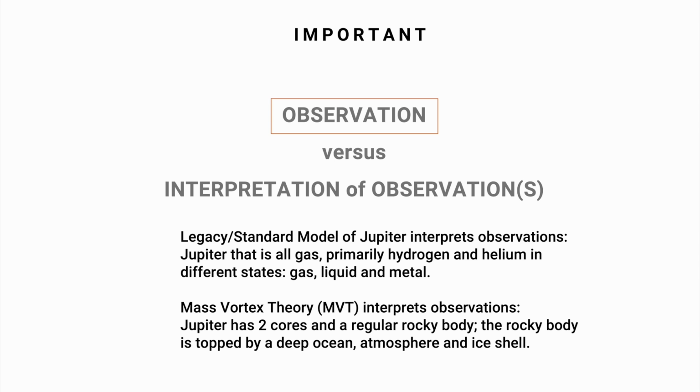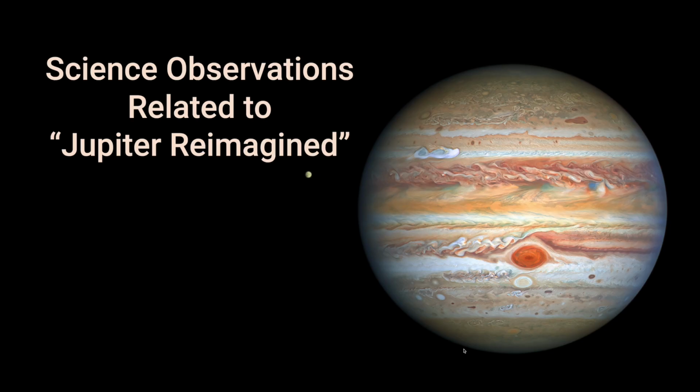The legacy standard model of Jupiter interprets observations such that Jupiter is all gas, primarily hydrogen and helium, in different states: gas, liquid, and metal. And Mass Vortex Theory interprets observations such that Jupiter has two cores and a regular rocky body. The rocky body is topped by a deep ocean, atmosphere, and ice shell.